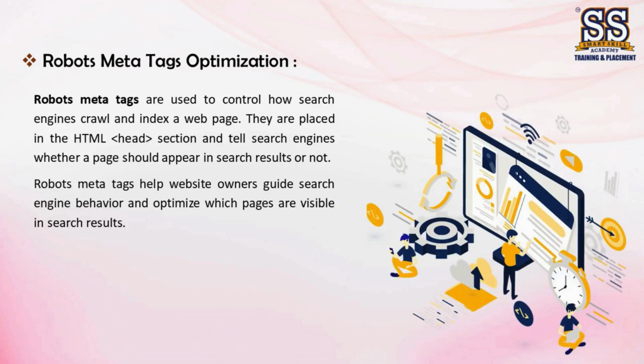Now, let's dive into a crucial technical aspect of on-page SEO, robots meta tags optimization. Think of robots meta tags as the instruction manual you provide to search engine bots. While your content is for humans, these tags are specifically for the crawlers. By placing these snippets of code into the HTML head section of your page, you gain direct control over how Google and other search engines interact with your site.